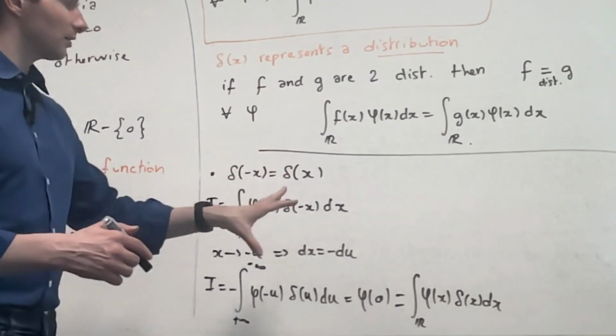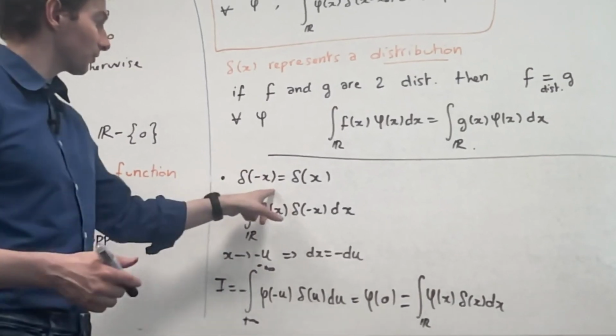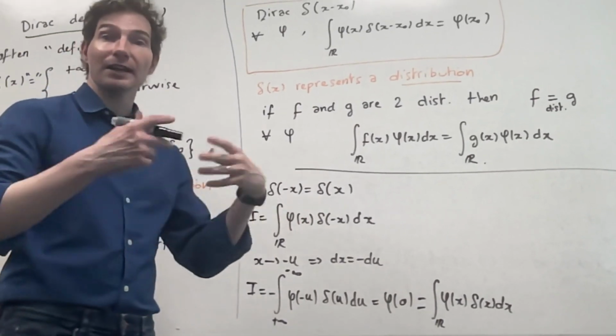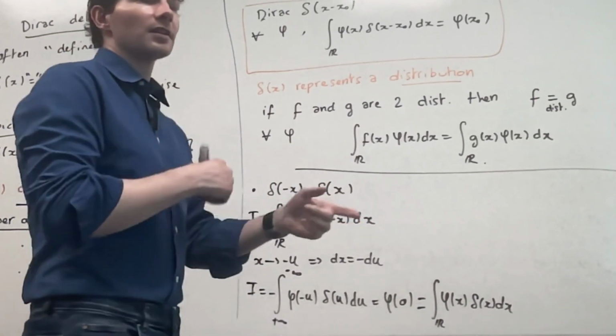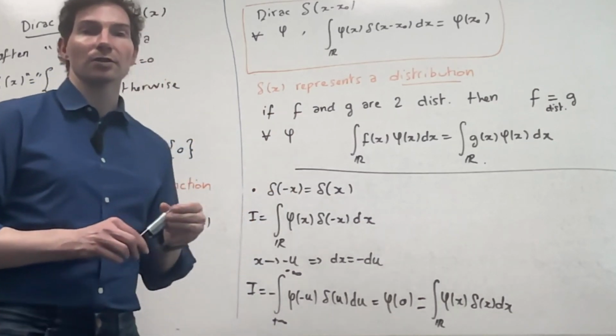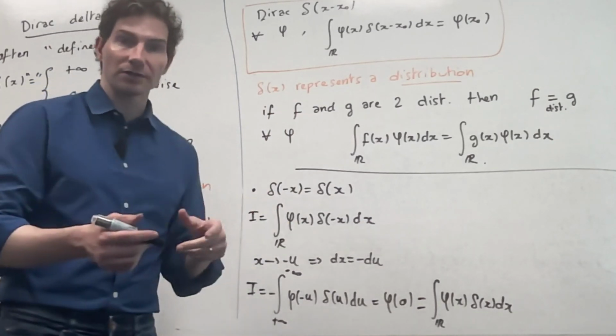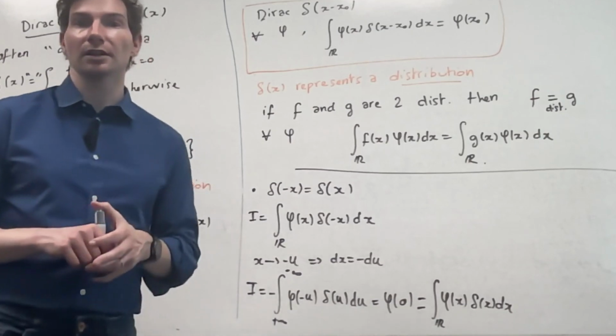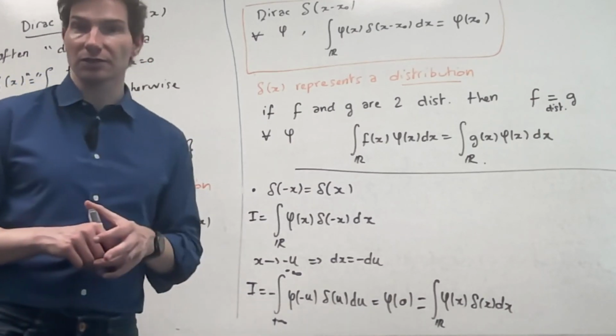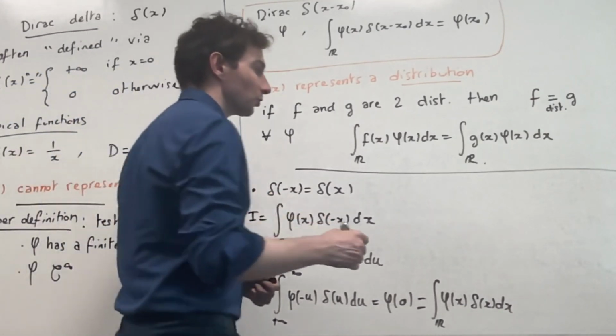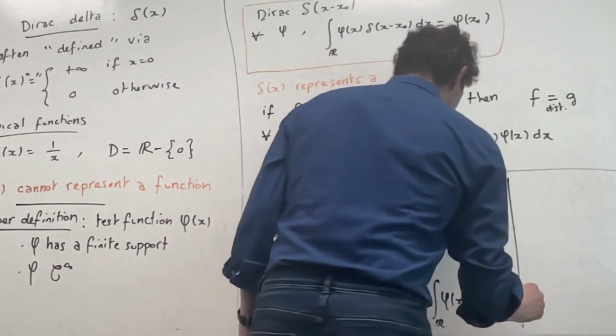Now, the follow-up of this is that if you've got delta of x minus x naught, then essentially here you're going to have delta of x naught minus x is equal to delta of x minus x naught. Okay, so we need to be a bit careful with this.